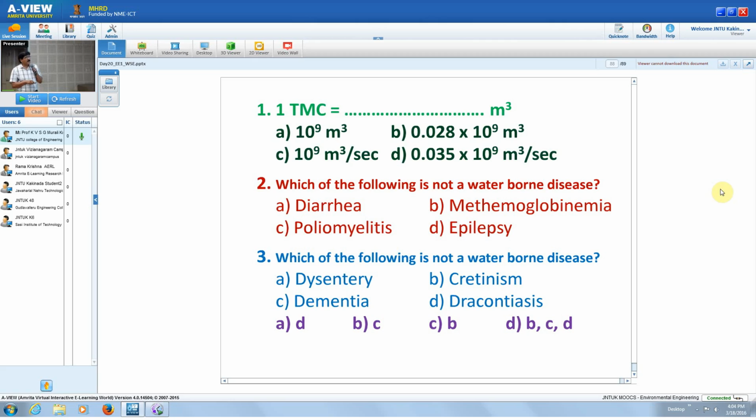D is a waterborne disease. C is a waterborne disease. B is a waterborne disease. B, C, D are also waterborne diseases. So E is correct. E is correct. So I forgot to correct this question. That is why it is very nice that the last question of mine was corrected by mistake.